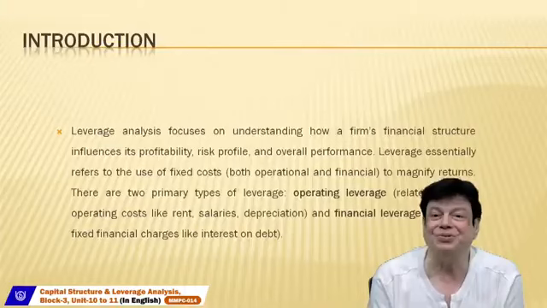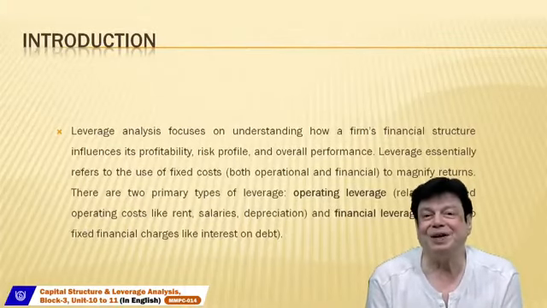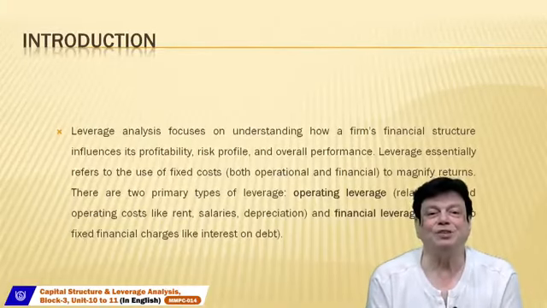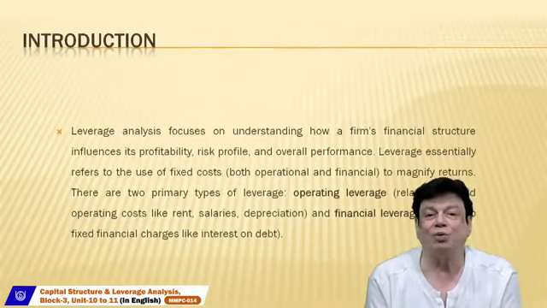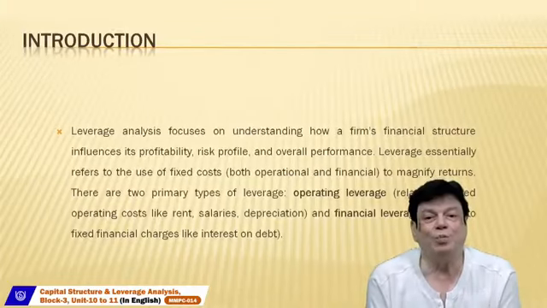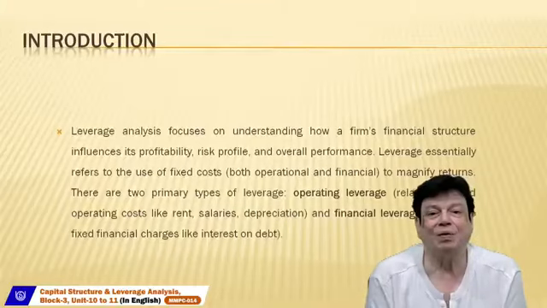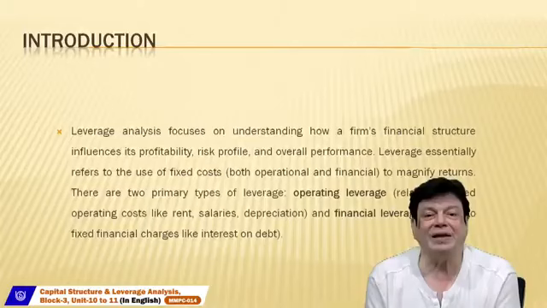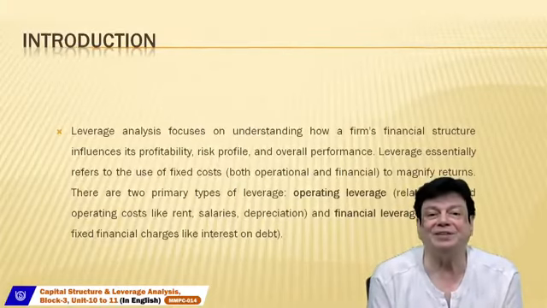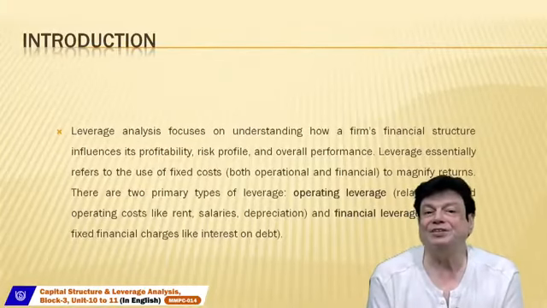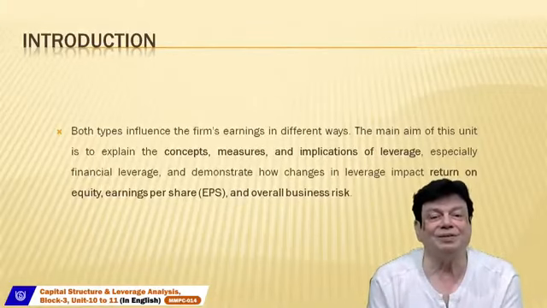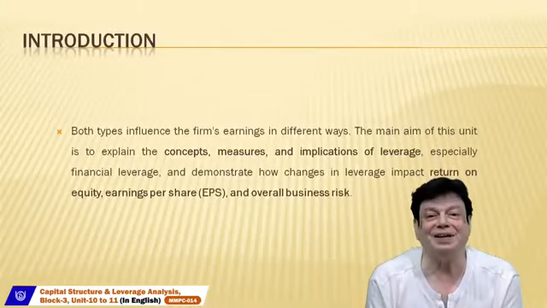By taking out these ratios, which are in leverage analysis, we can come to know about the profitability of the firm. Leverage essentially refers to the use of fixed costs, both operational and financial, to magnify returns. There are two primary types of leverage: operating leverage, with operating costs like rent, salaries and depreciation; and financial leverage, that is fixed financial charges like interest on debt. Both types influence the firm's earnings in different ways.